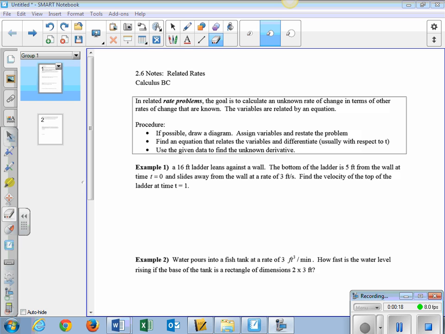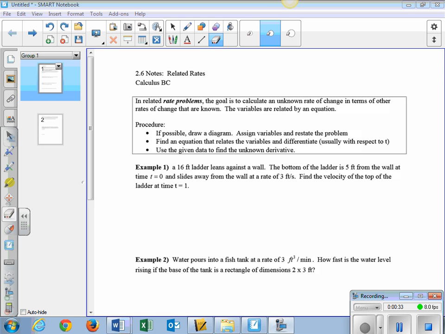In the box here on the top of the page, in related rate problems, the goal is to calculate an unknown rate of change in terms of other rates of change that are known. The variables are related by an equation. The procedures are as follows.